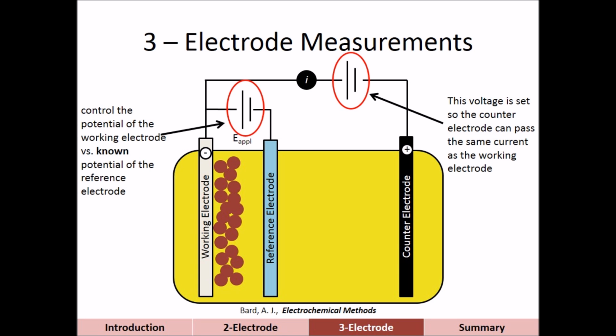So in a 3-electrode cell, we control the potential of the working electrode with respect to the known potential of our reference electrode. This gives us direct control over the potential of our working electrode. We can then apply a potential to our counter electrode such that the counter electrode is able to pass the same current as our working electrode. So this ensures that the current measured between the working and counter electrodes is controlled only by working electrode performance. So the exact nature of our counter electrode is unimportant.